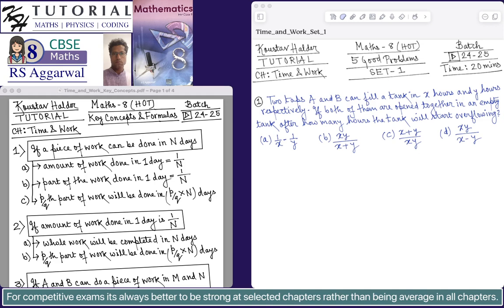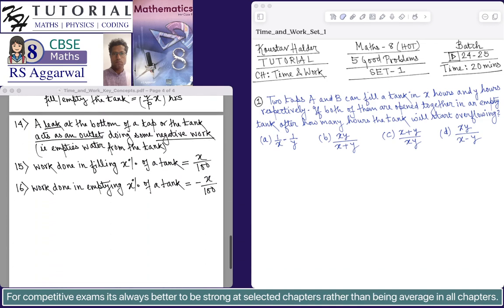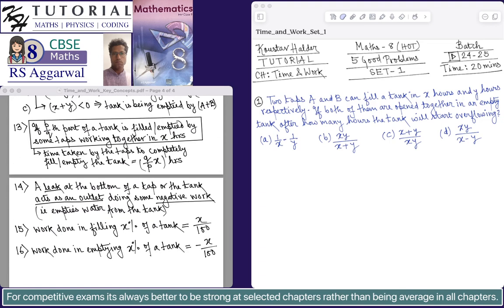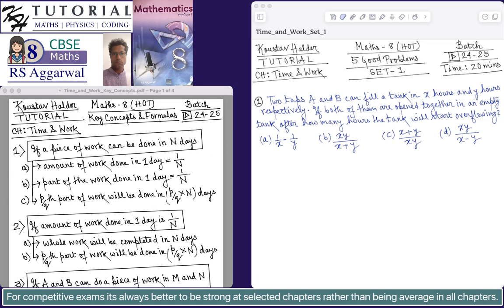Okay, so I have written down all the 5 problems from the set number 1 on the canvas, and on the left hand side you will see I have listed down all the key concepts and formulas from the chapter of time and work that will be required to solve the problems. Now notice that all the key concepts have been numbered. There are a total of 16 concepts or formulas from the chapter of time and work that I have covered in the other playlist, that is CBSE Maths 8 R.S. Agarwal. And for some concepts, there are some subparts. Like for example, for concept number 1, there are 3 parts, A, B, and C.